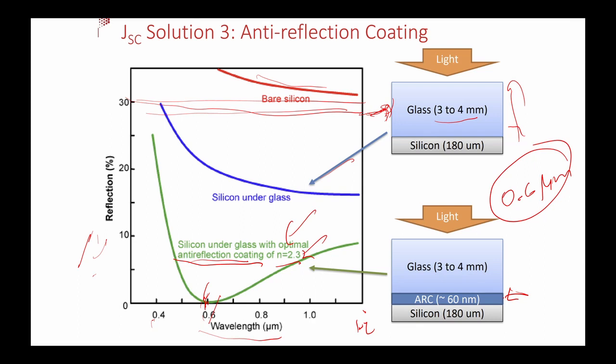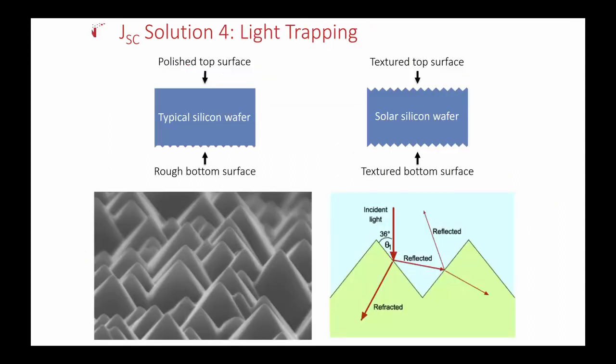So by these several methods, we can increase the JSC, which is the short circuit current, which helps to improve the efficiency of the solar cell. Okay, and now another solution is to increase the light trapping, that I was telling you about, the roughening or surface texturing.